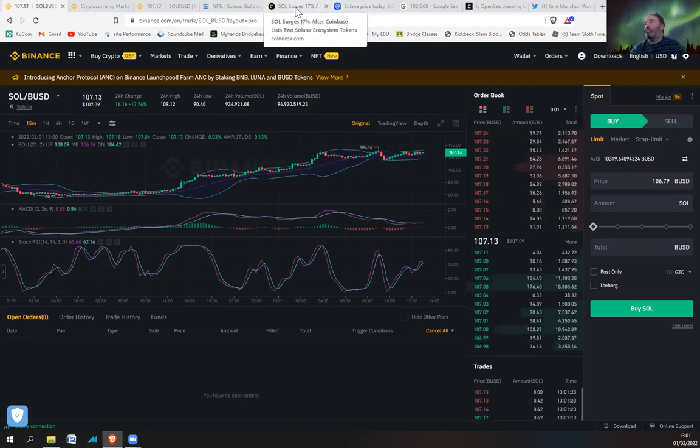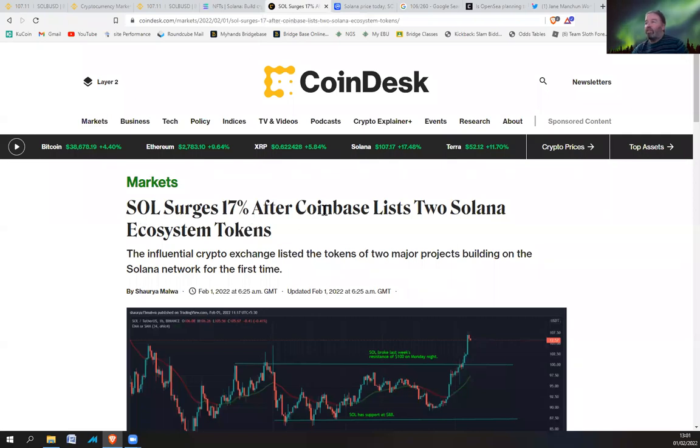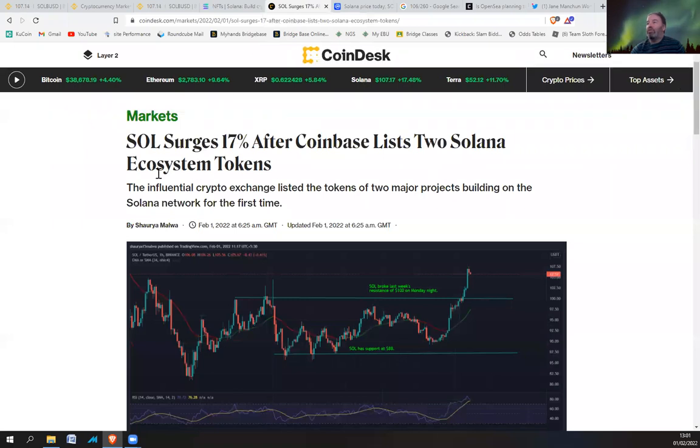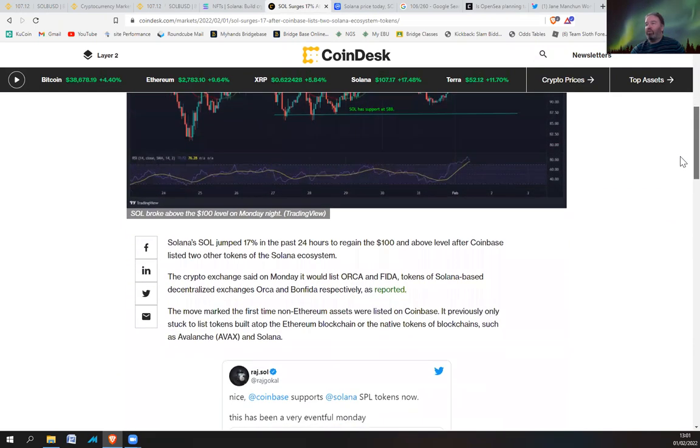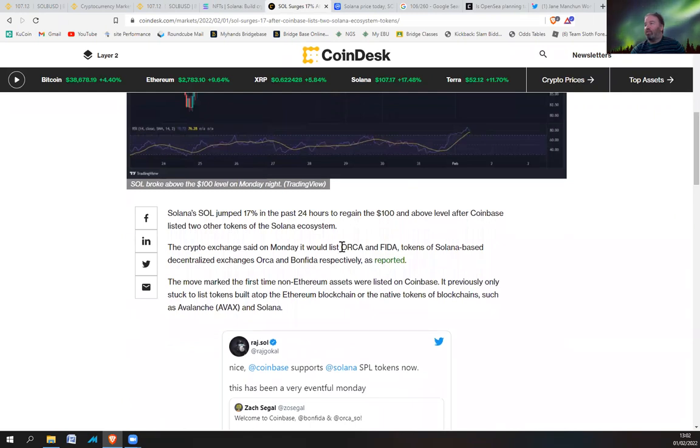So if we have a look at the reasons why. Sol surges 17% after Coinbase lists two Solana ecosystem tokens. The influential crypto exchange listed the tokens of two major projects building on the Solana network for the first time. Obviously, Coinbase has got Solana on there, but it's got no other Solana ecosystem tokens on the site. So these two have just been listed, and that's obviously given it a boost. It's listed Orca and FIDA tokens.